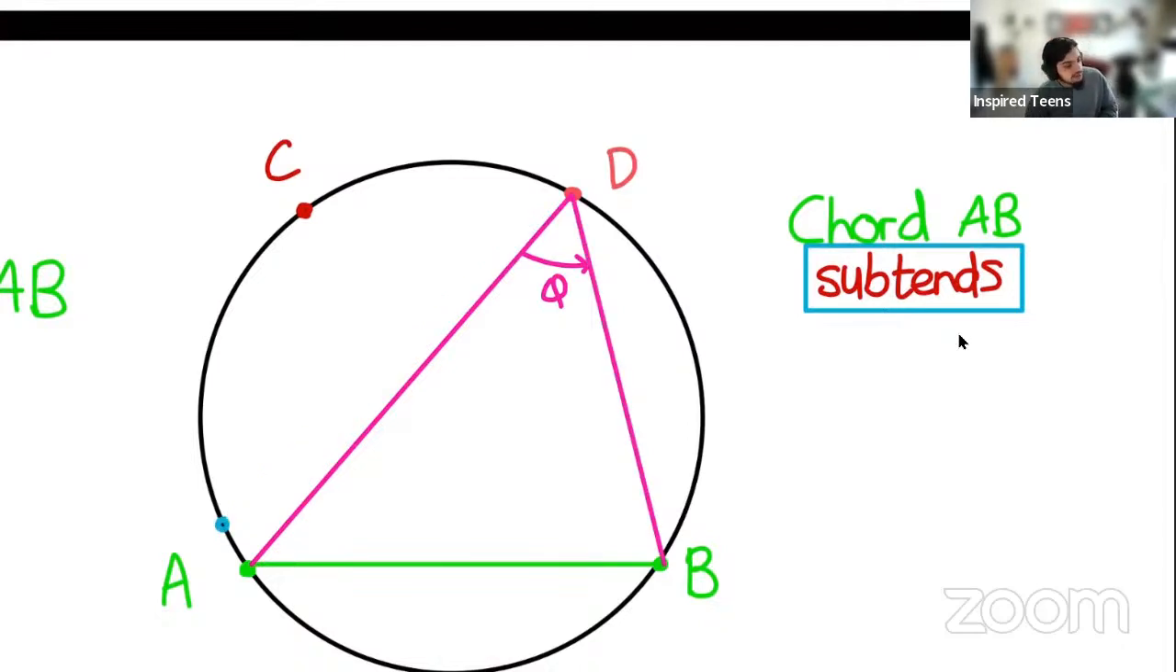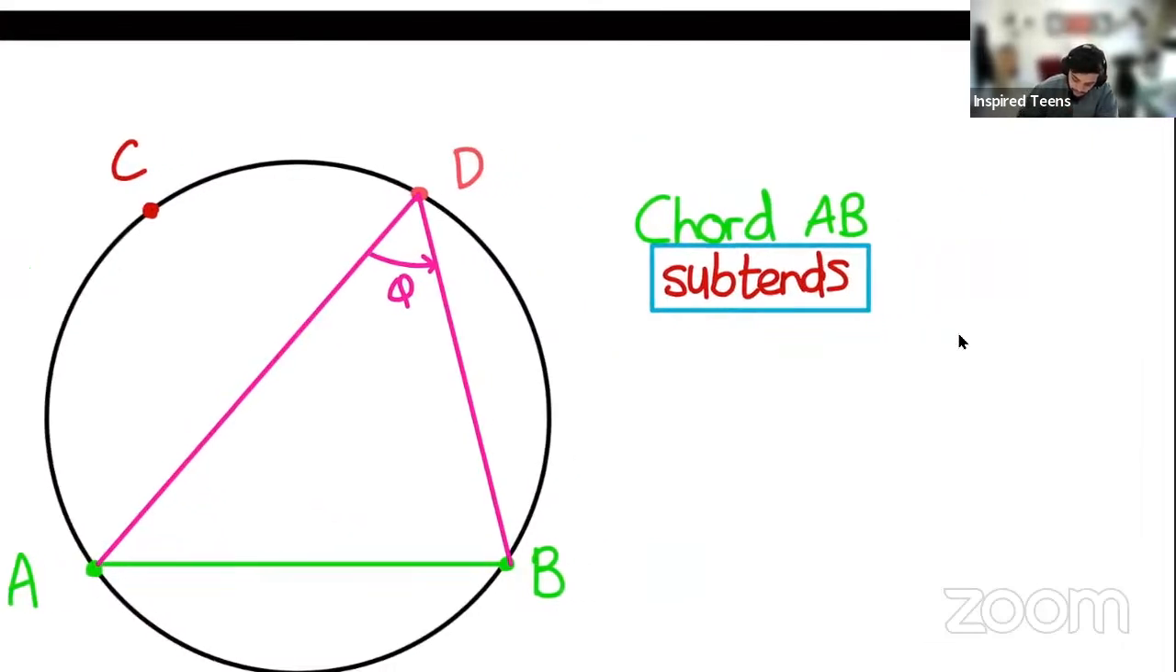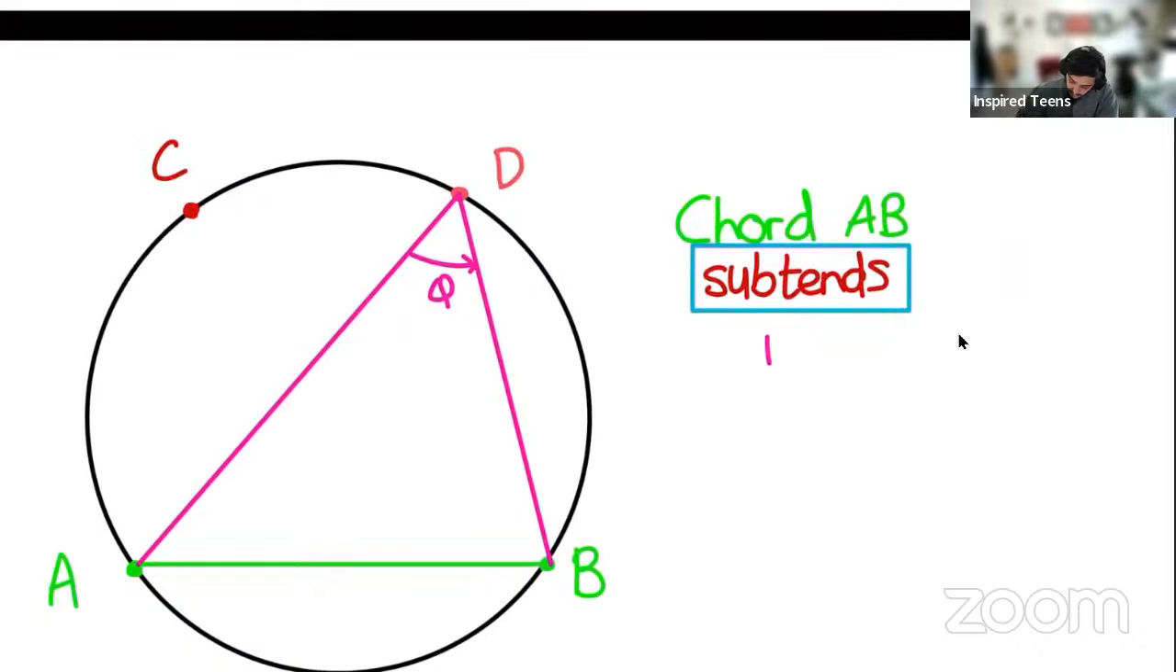I gave the final secret away. Chord AB actually creates angle theta, and that word creates can just be replaced with the word subtends. It means the same thing. So basically, chord AB subtends angle theta. I'm going to write that angle D. I just gave it a value of theta, but angle D is fine. I hope that's making sense.